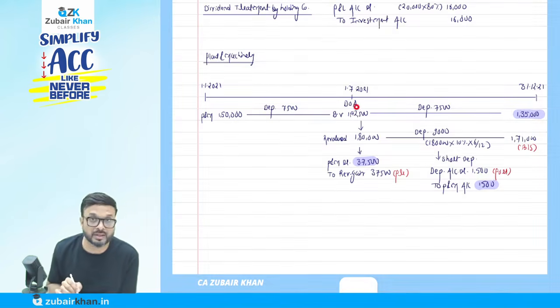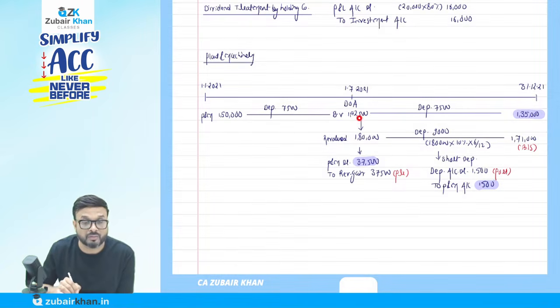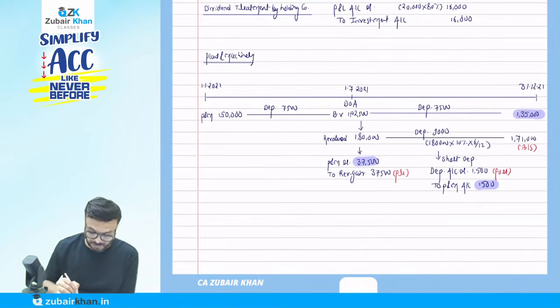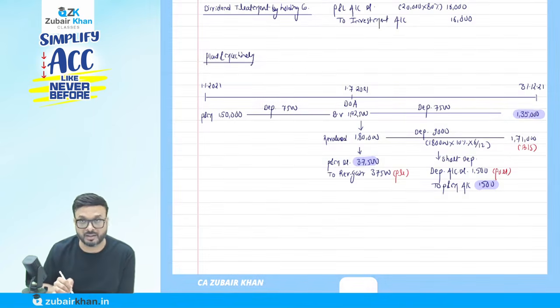Now, on the day they want to do the revaluation, the book value was 1,42,500. They want to revalue it at 1,80,000. It means they want to increase the value from 1,42,500 to 1,80,000, that is, by 37,500. Okay, so what should be the entry? Increase in assets, so plant and machinery account will be debited and revaluation gain will be credited. Where will this revaluation gain come? In pre. This is the date of acquisition and this is an old asset, so they want to do the revaluation here.